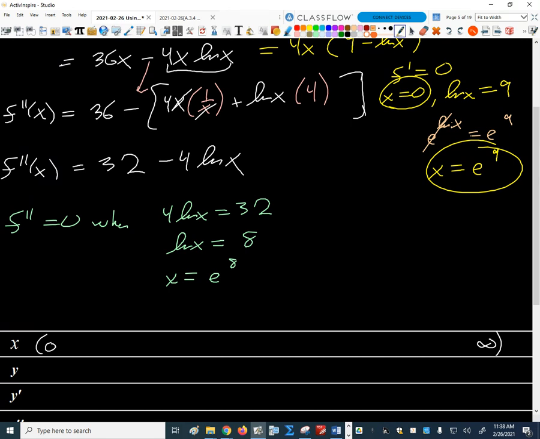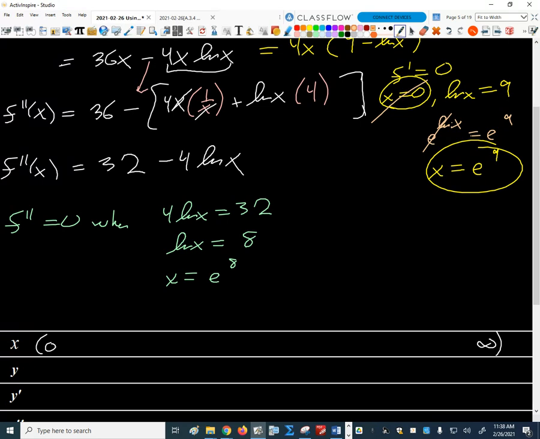We can only have critical numbers that are in our domain, right? And that's not in our domain. So we can cross this guy out. That one doesn't mean anything, okay? But we get a 0 of the second derivative at e to the 8th, and we get a critical number at e to the 9th.